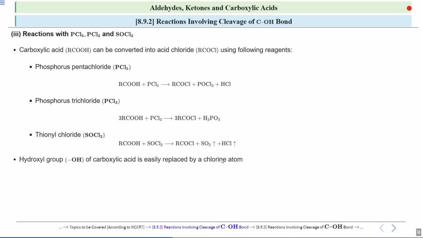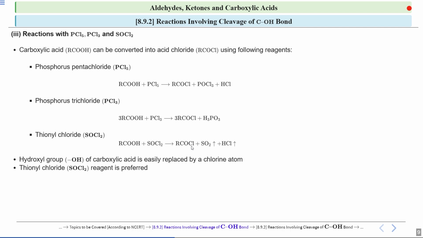Okay, so what is happening in this reaction? The important aspect is that there is the replacement of the hydroxyl group in the carboxylic acid with a chlorine atom. So if you see, this OH group is replaced by this chlorine atom. This substitution is what transforms the carboxylic acids into acid chlorides.